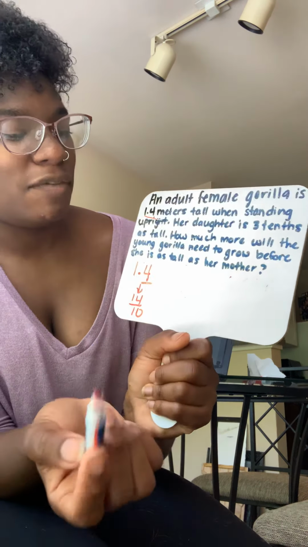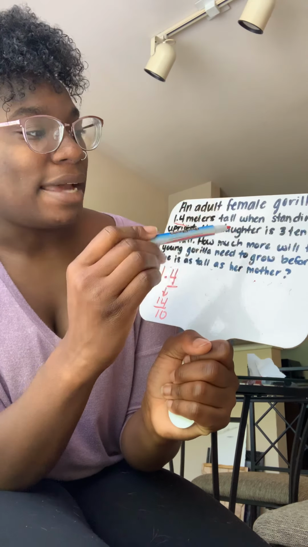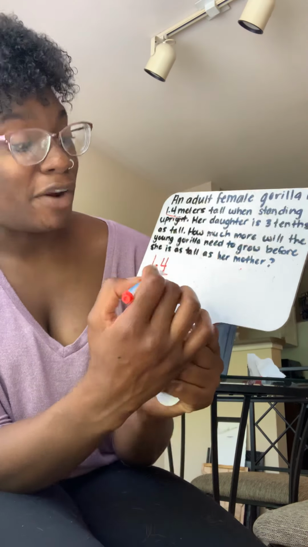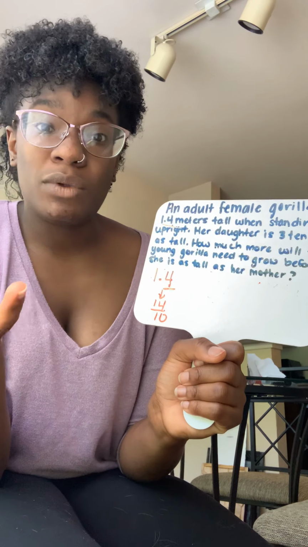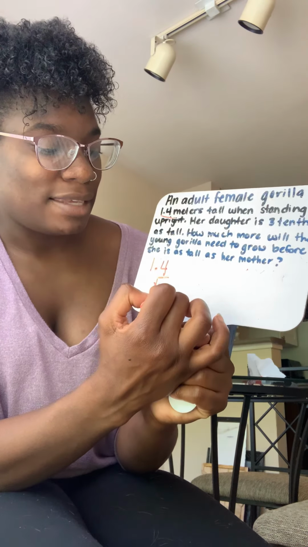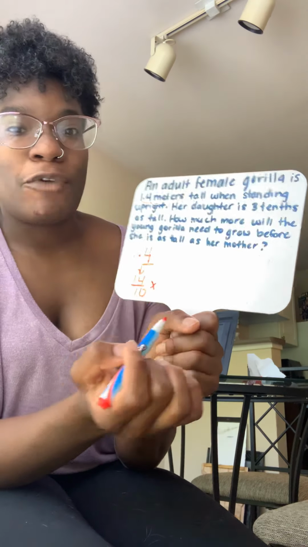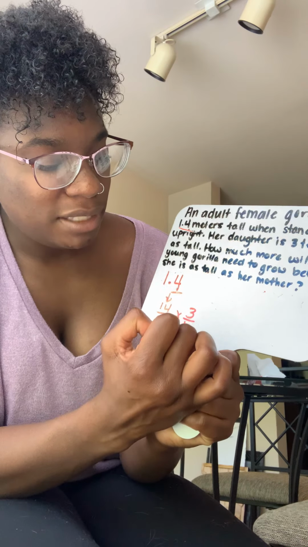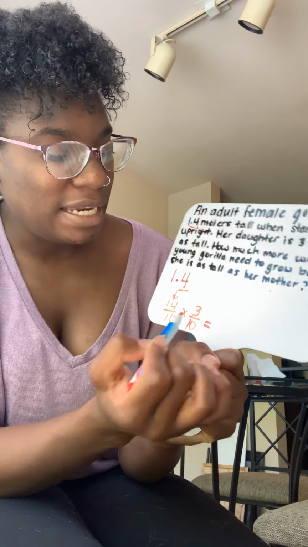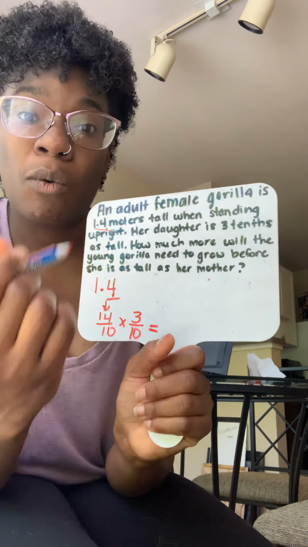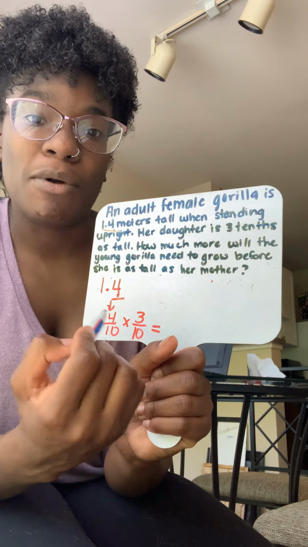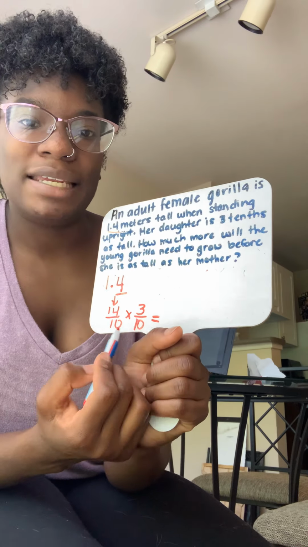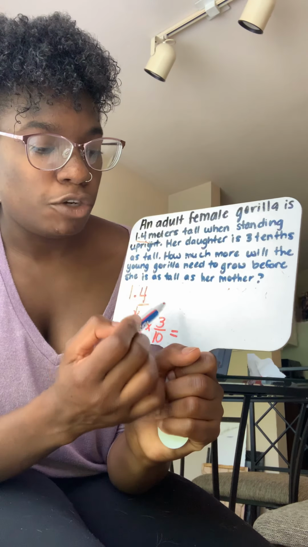Now the second piece of information we've gotten is that her daughter is 3/10 as tall. All right, so we know we're working with multiplication, so let's go ahead and place that symbol here and write out the fraction for 3/10, which is simply 3/10. Now, when we're multiplying, we've got to remember that we're multiplying across in our numerator and we're multiplying across in our denominator.